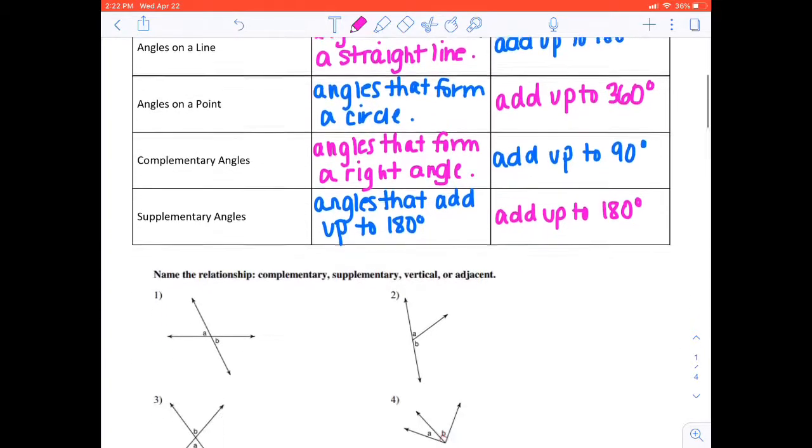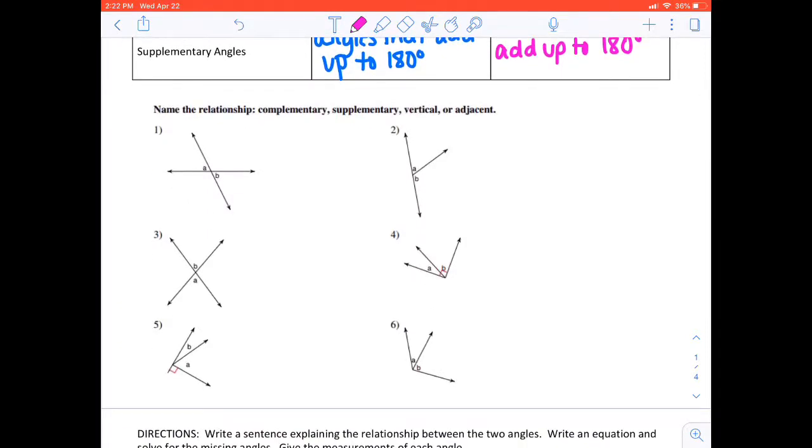Now let's take a look at the next section here. The next section is going to have us name the relationship of those angles. We're only going to be looking at complementary, supplementary, vertical, and adjacent. Those are the vocabulary words they want us to choose from. So the first one, we have two angles. They're across from each other. Angles that are across from each other, we call them vertical.